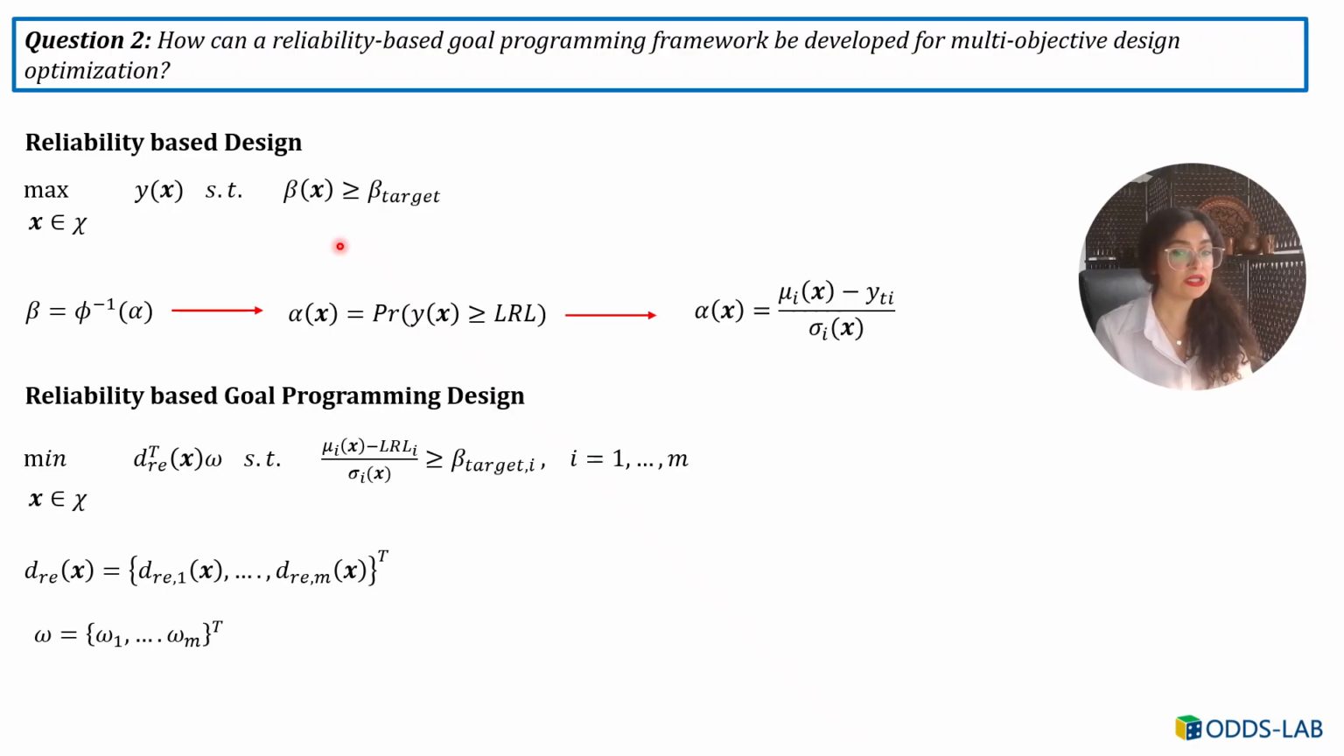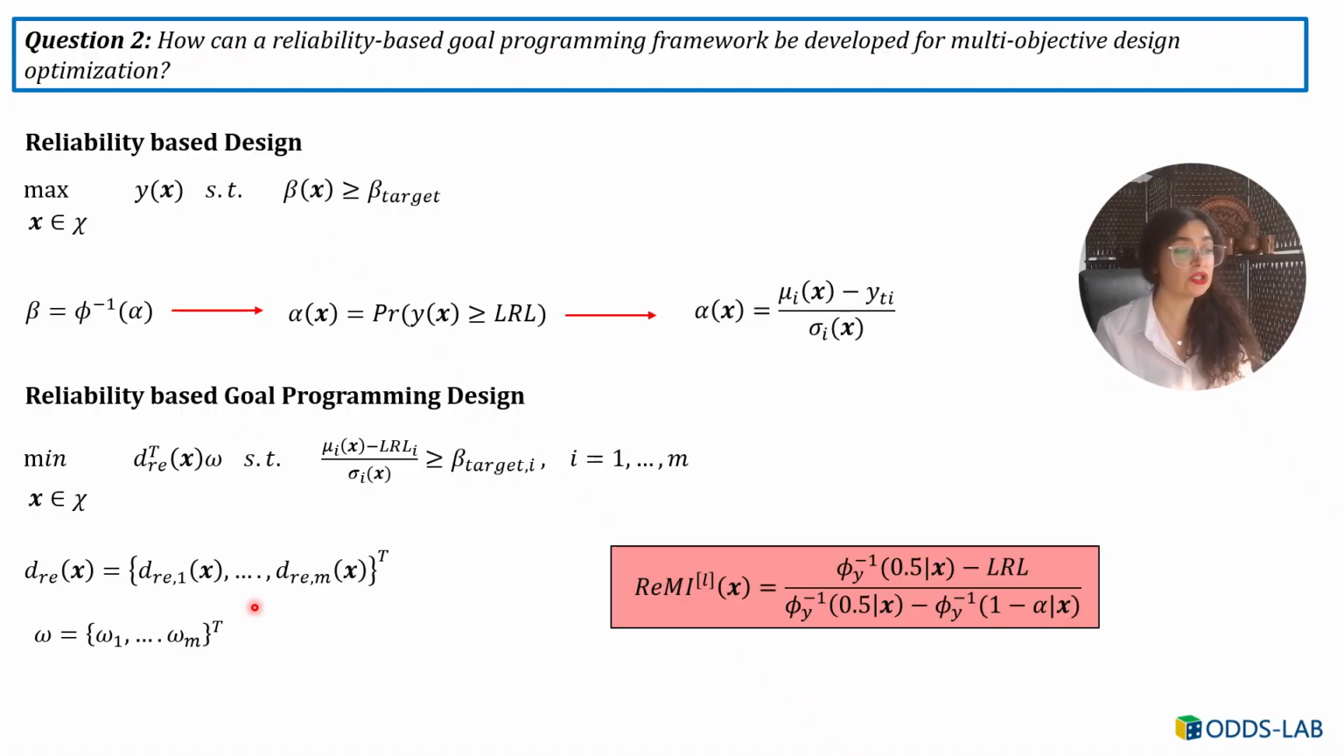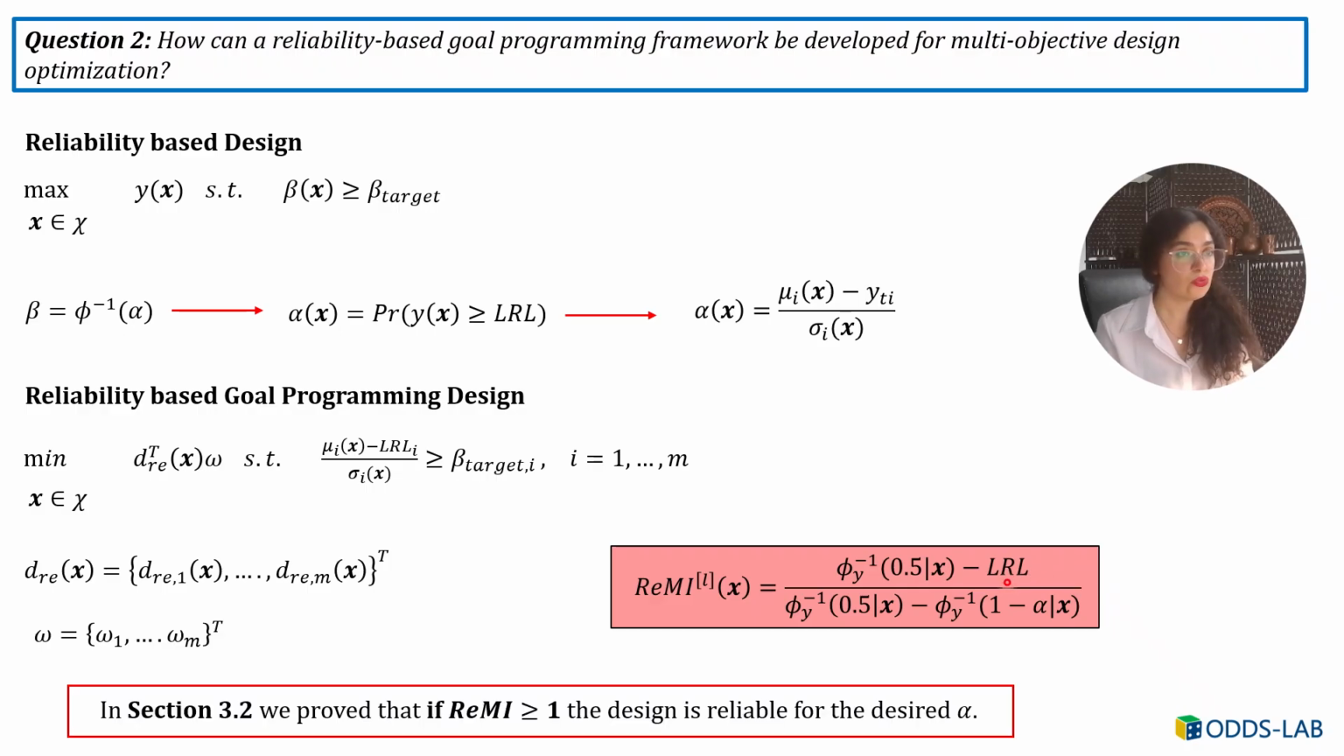By making use of goal programming and the concepts of compromised decision support, we are introducing a new term, ReMI, which is the distance of the median of the distribution from the target, normalized by the distance of the median of the distribution from the reliability threshold. In section 3.2 of our paper, we mathematically proved that for any design that has this index bigger than 1, we can claim that the design is reliable.